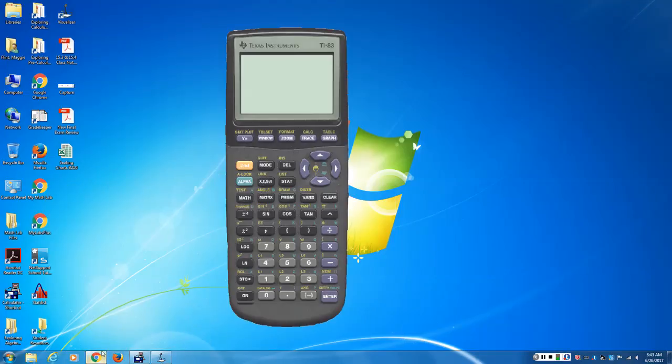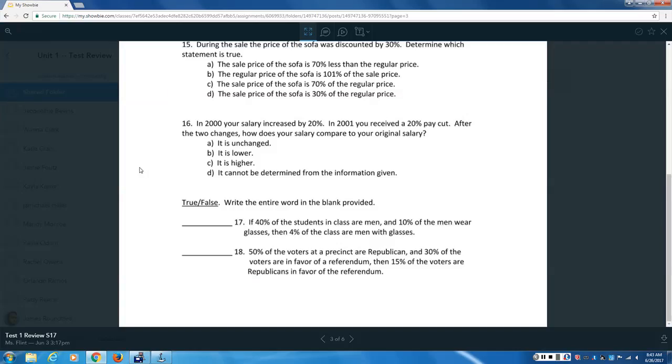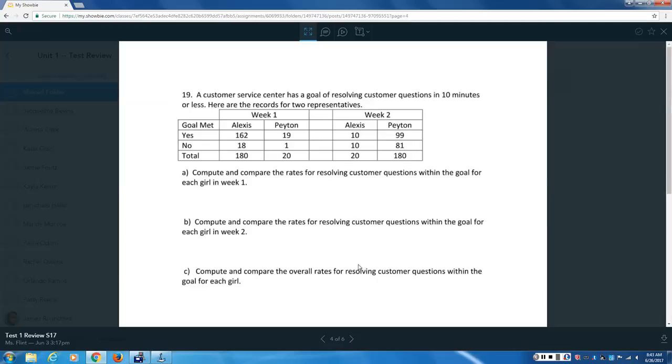Any other questions? Okay, can we look at 19 and 20, part C? Okay. Because I got A and B, but I tried everything to get C. Okay.